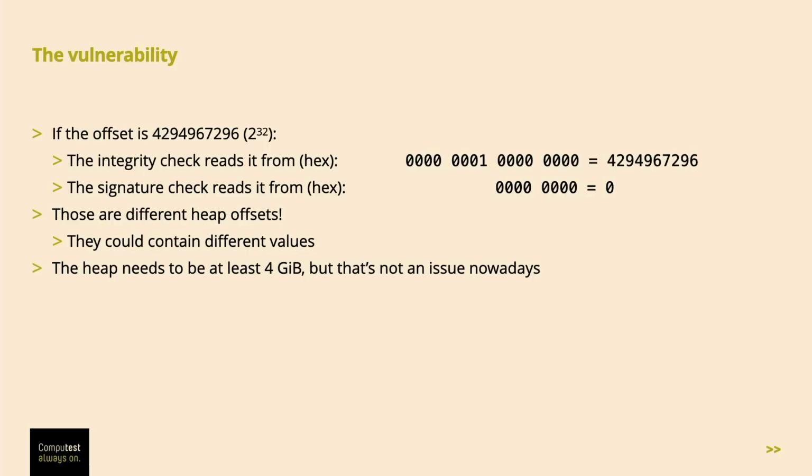So if you would take, for example, an offset value of 2 to the power 32, that's not possible to represent with a 32-bit integer because it's too large. Then the integrity check would first read it from the first address, so the same value as I specified it. But then the signature check, because it would ignore all of the highest bits here, it would read it from address 0 on the heap. So at this point, there are two different values being used as the hash for the signature verification and the integrity check.